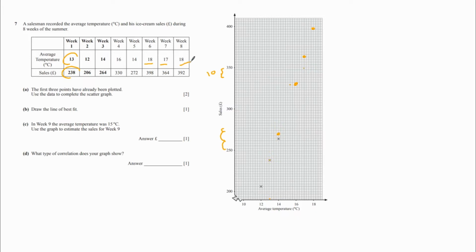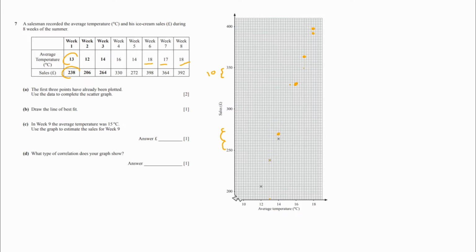And again in 18, 392. So this would be basically 4 grids under 400. As I mentioned, you need to exactly find out what the scale of each one of these grids is when you are plotting this sort of data.